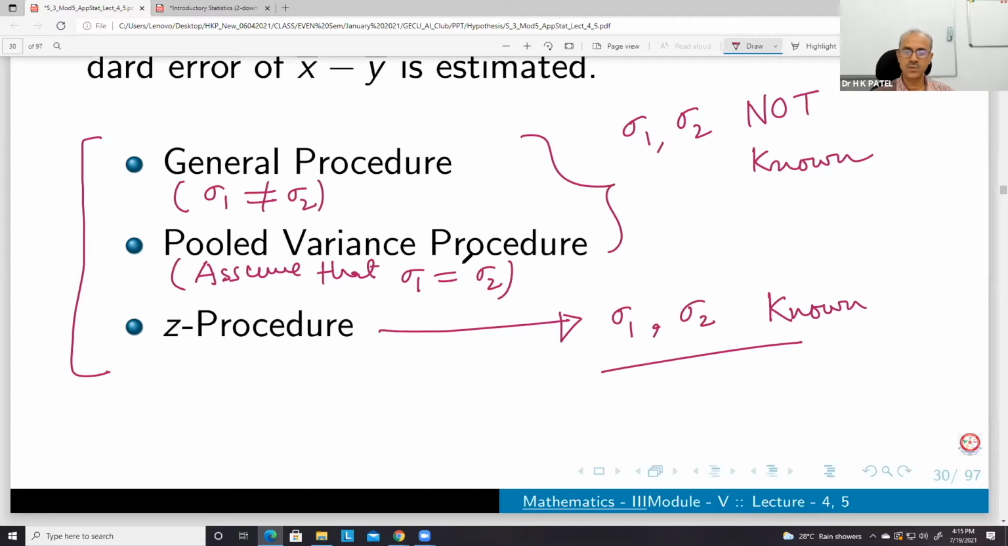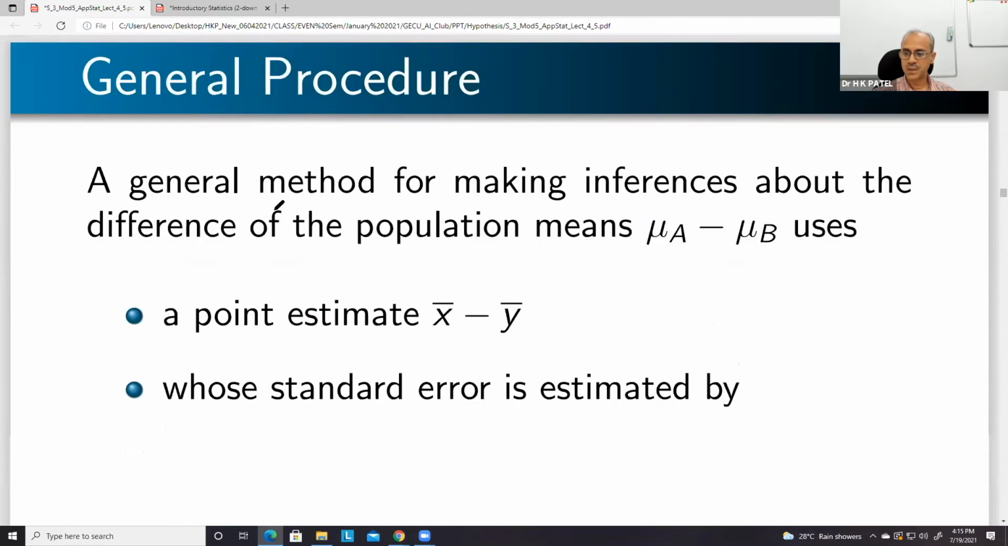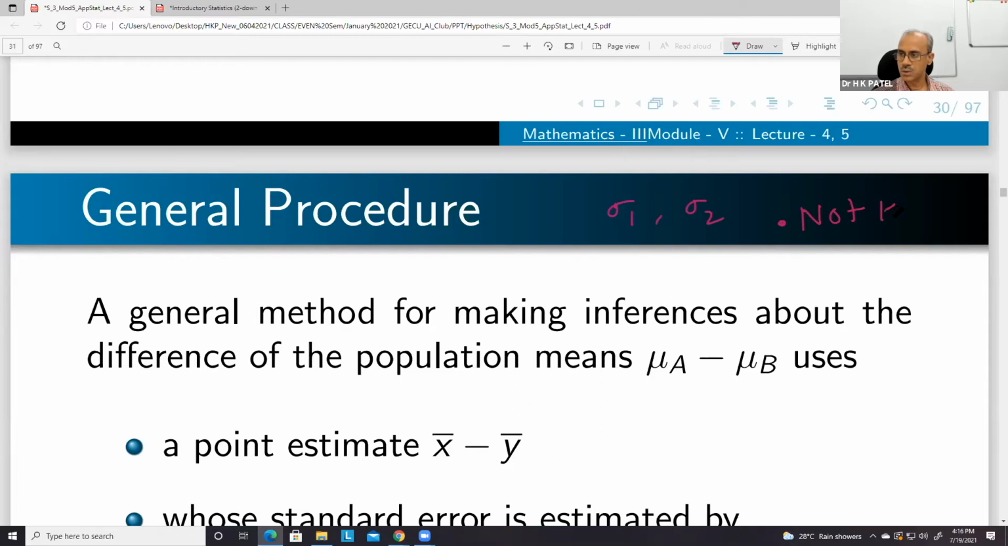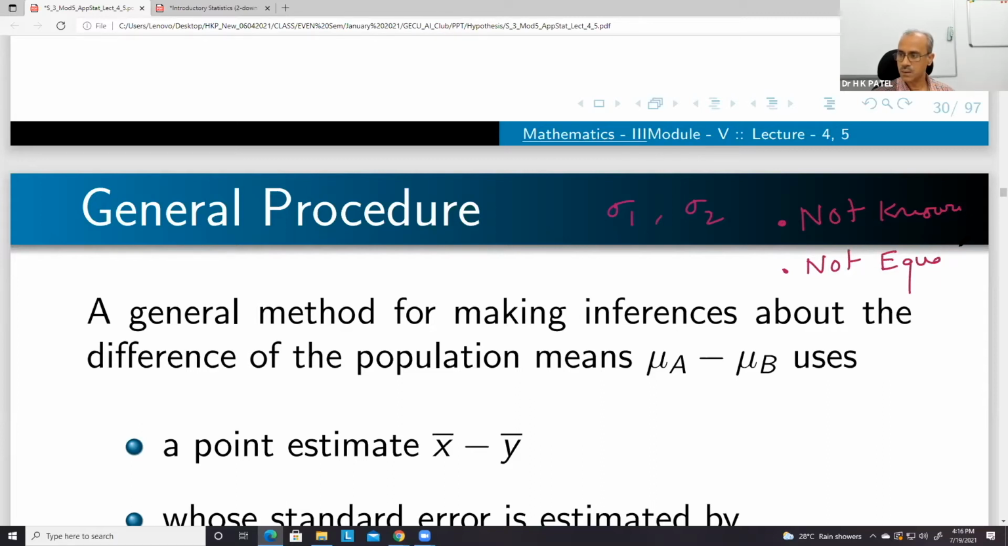So all these things we have seen, just repetition of the previous things. So first one is the general procedure. Now in general procedure, what we have? We have sigma 1, sigma 2 not known and not equal. Sigma 1, sigma 2 not known and not equal. So these are our assumptions here.